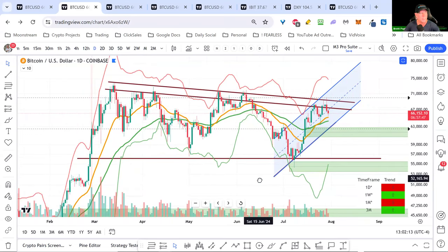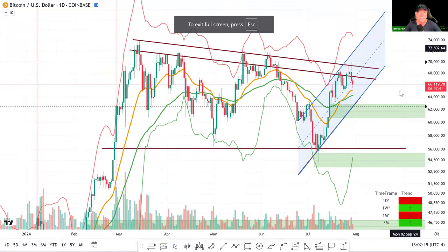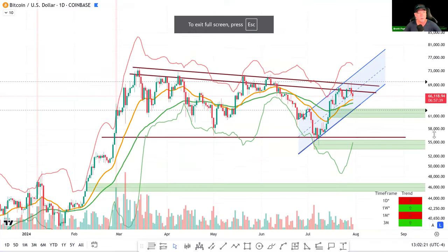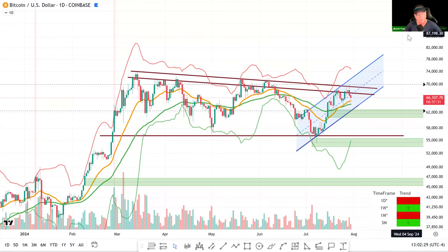So Bollinger Bands. These are our modified Bollinger Bands. As you know, the standard Bollinger Bands do not work for crypto at their normal settings. Ours do. And so we're seeing the Bollinger Bands tightening. So it sort of looks like this wedge pattern will go sideways for a while, and then we're going to see a breakout when those Bollinger Bands tighten.